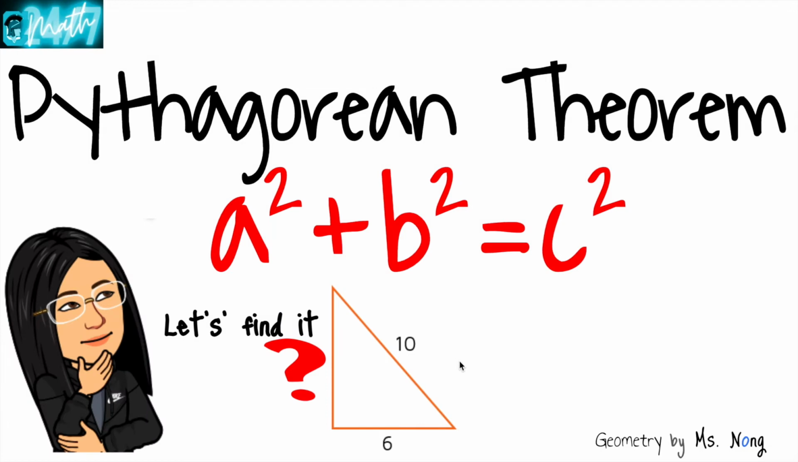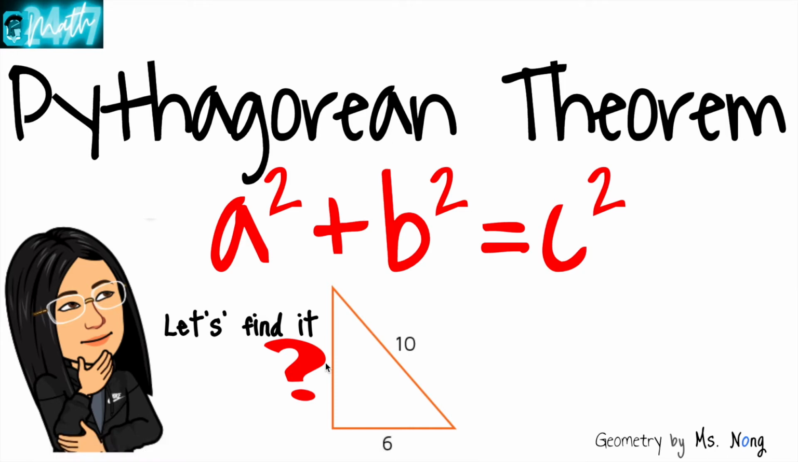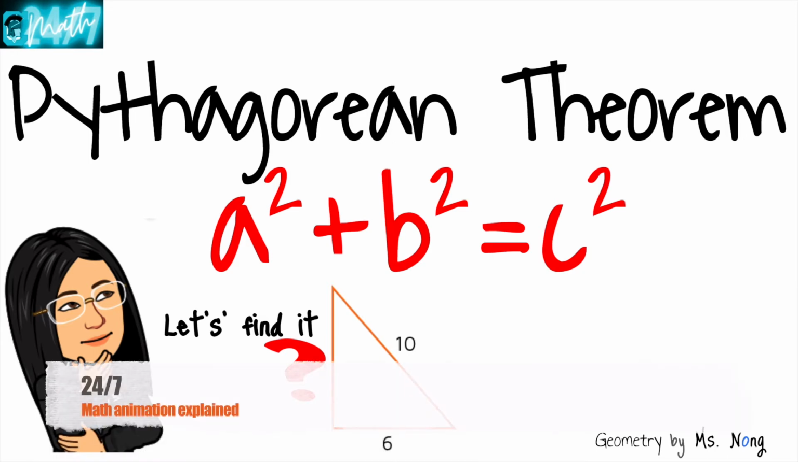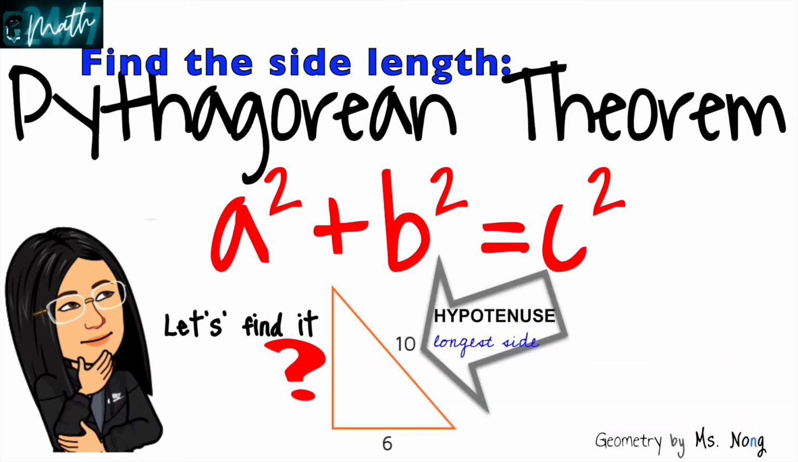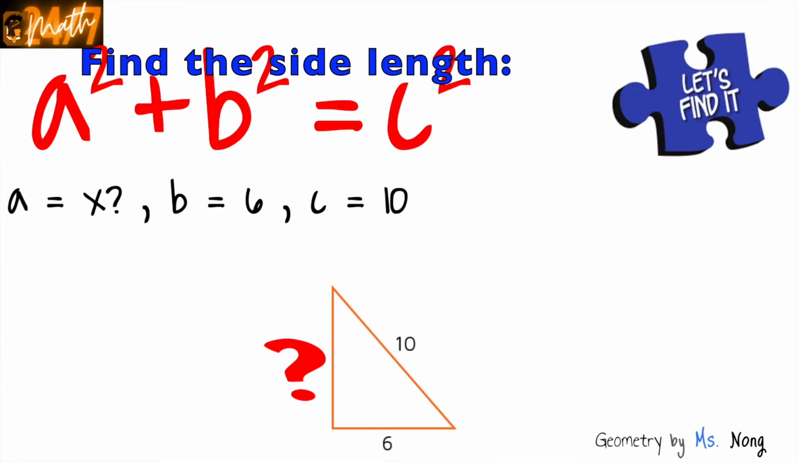We have the Pythagorean Theorem, which is a squared plus b squared equals c squared. Let's go ahead and find this missing side length. You can see the left-hand side here with the red question mark. We don't have that side length, and we know that this is a right triangle. Then we can use the Pythagorean Theorem with the hypotenuse being 10 and one side being 6. Remember, the hypotenuse is always the longest side, and it's always across from the right angle.